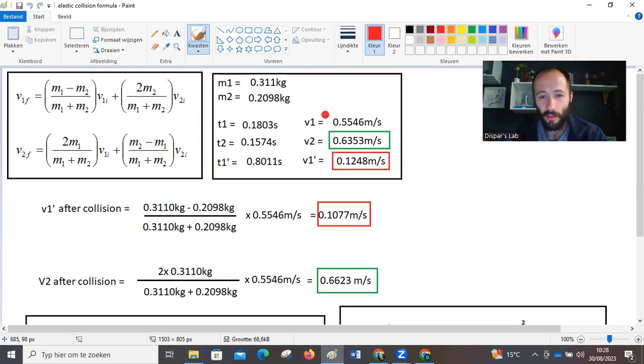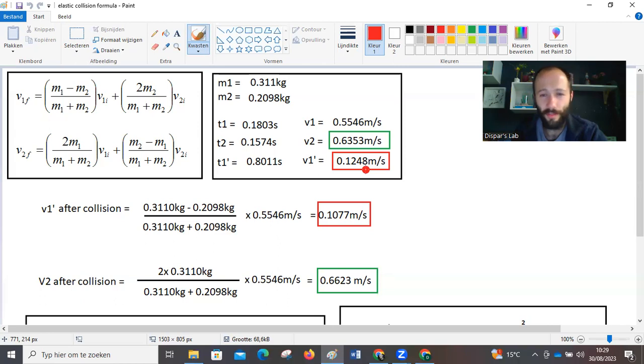The only thing we need to do now is convert the timings into velocities. Again, let's assume that the lengths of the cards are 10 centimeters. It doesn't matter what distance you pick, the ratios will always be the same. So let's pick 10 centimeters, or 0.1 meters. That turns into a velocity of 1.5546 meters per second for card 1. The second card has a velocity of 0.6353, and the first card, which keeps continuing through the second photo gate, has a velocity of 0.1248 meters per second.